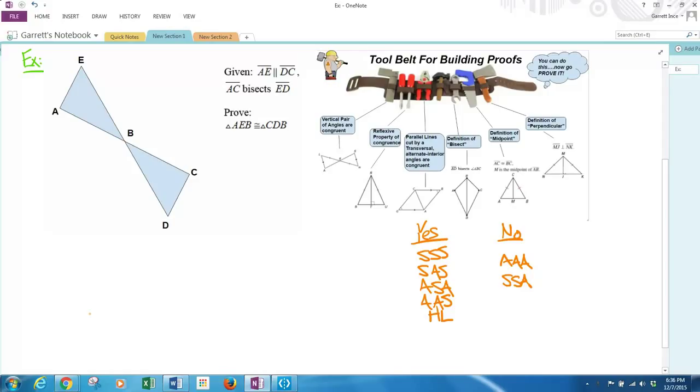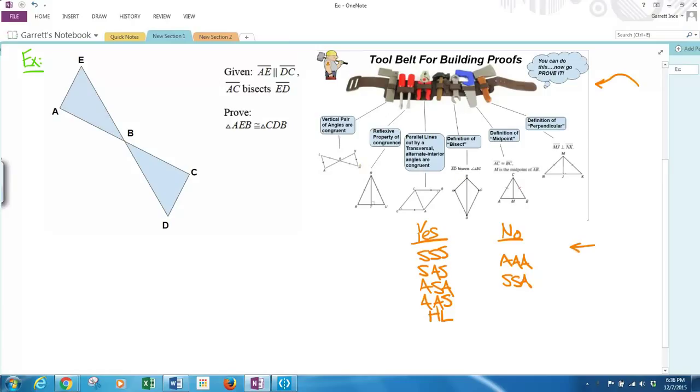We're going to go ahead and take a few minutes to work on completing a triangle congruence proof. A couple things that I want to point out over here to the right side is what I refer to as my tool belt for building proofs. These are 6 different pretty common pieces of reasoning that you may find yourself using in the process of creating a triangle congruence proof.